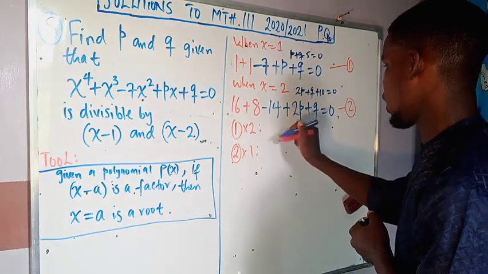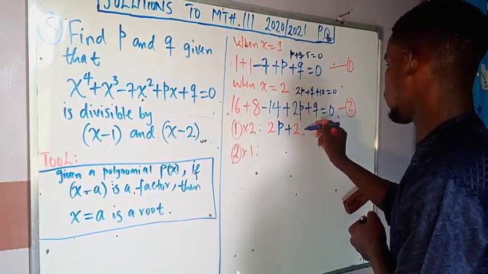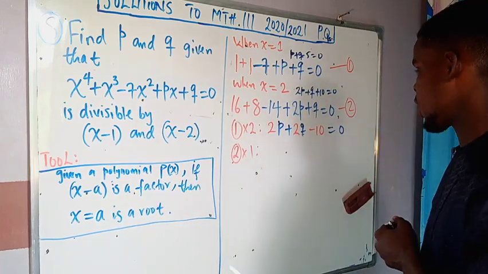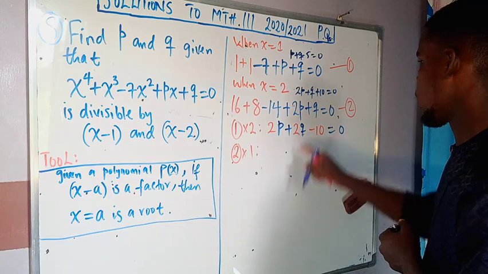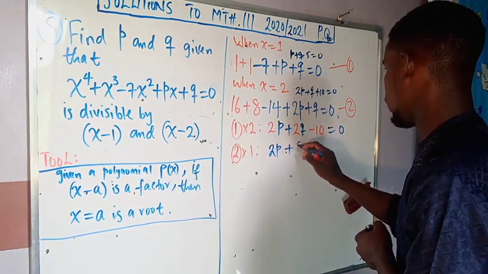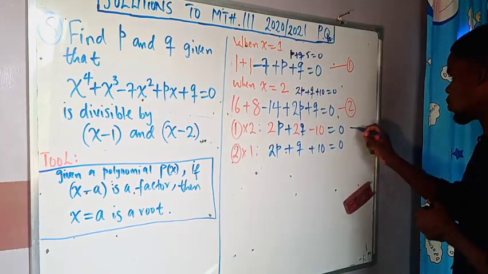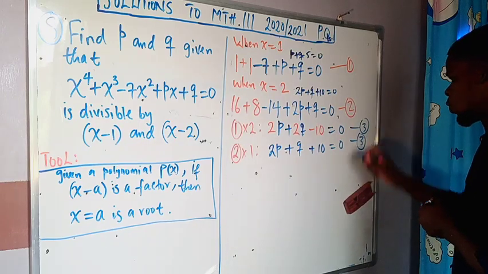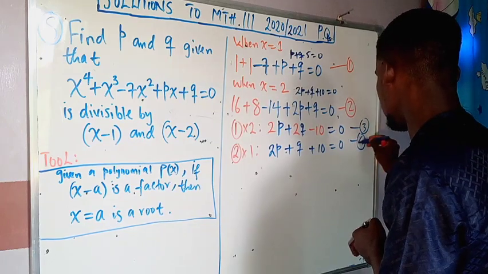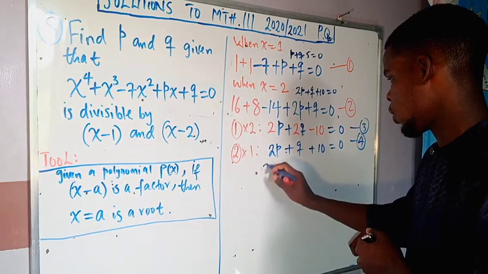Take note, we're going to have 2p, that will be 2p plus 2q, minus 10 equals 0. When you multiply the right hand side by 2, it just remains 0. Then we multiply equation 2 by 1, we'll still be left with 2p plus q, plus 10 equals 0. So maybe let's call this equation 3 and equation 4. So what I'd like to do is to subtract equation 4 from equation 3, that is equation 3 minus equation 4.